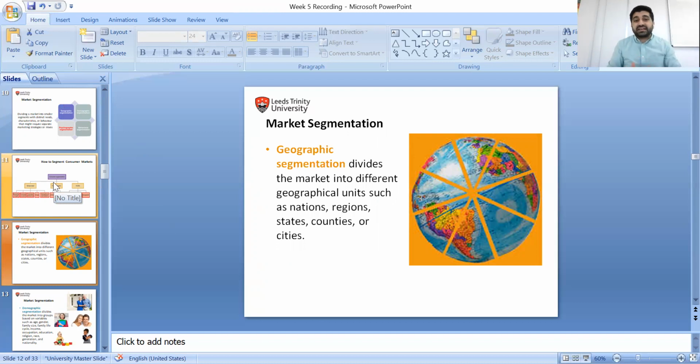Basically, in geographical segmentation, we divide the market into different geographical units, such as nations, regions, states, countries, or cities. So whenever we are going to launch any product, we have to decide first which location, which city of the country, we are going to offer a product in. So at this point, we have to identify the city. This is called geographical segmentation.